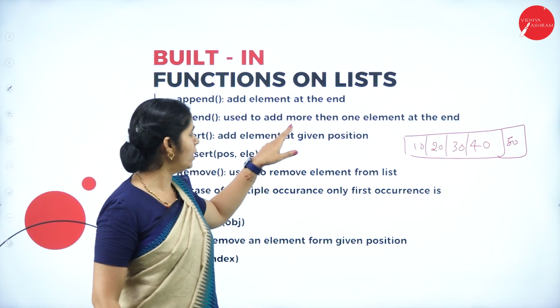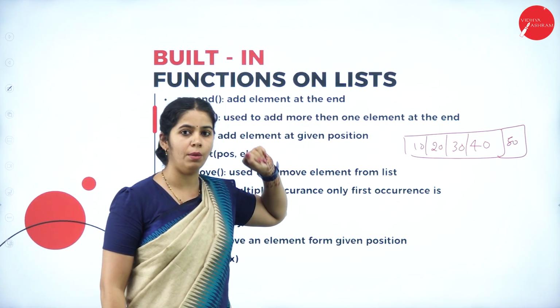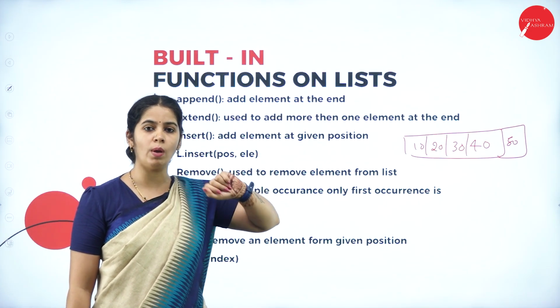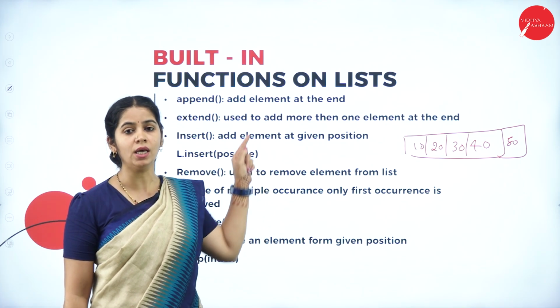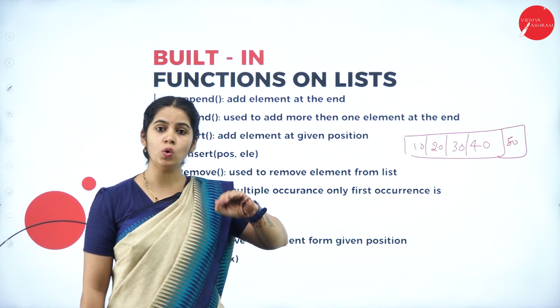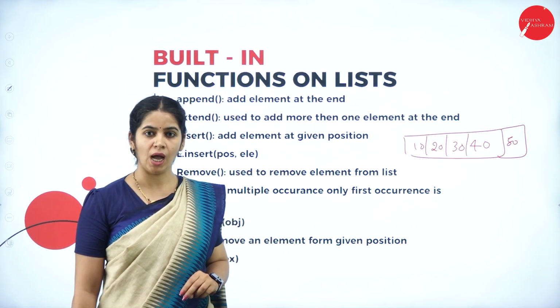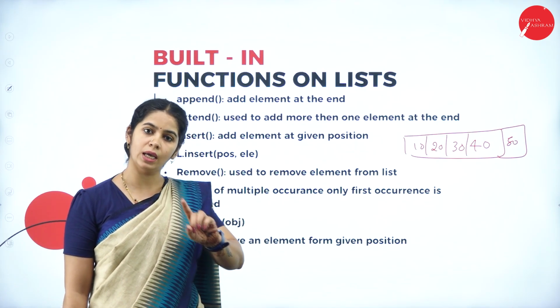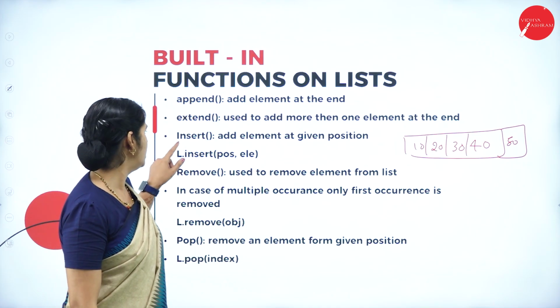Extend is used to add more than one element, whereas append is allowed to add only one element at the end of the list. This extend is used to add more than one element, again at the end of the list.